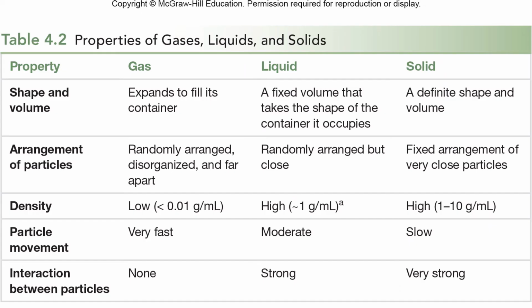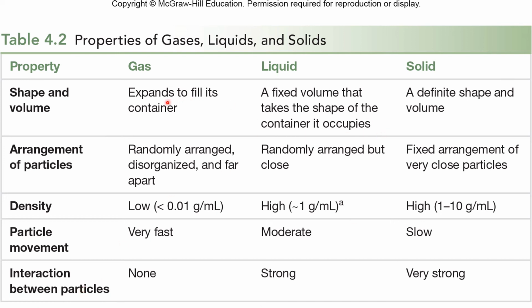Why does that matter? Well, we're going to be seeing a lot of different types of states of matter in lab, so that's kind of important because you need to be able to identify these different states of matter in lab. And also we'll be using different states of matter in our labs. You'll be using liquids, you'll be using solids, you'll even be using gases as well. So this just shows you basically the differences between these three states of matter: the shape and volume, the arrangement of particles, density, particle movement, interaction between particles.